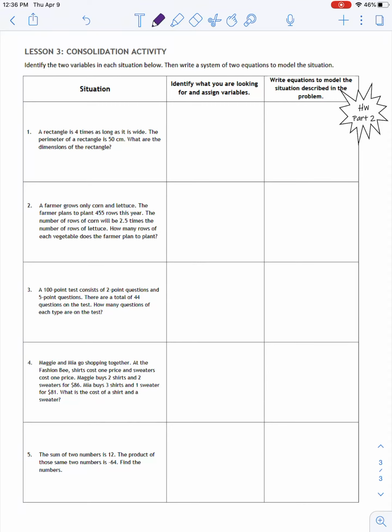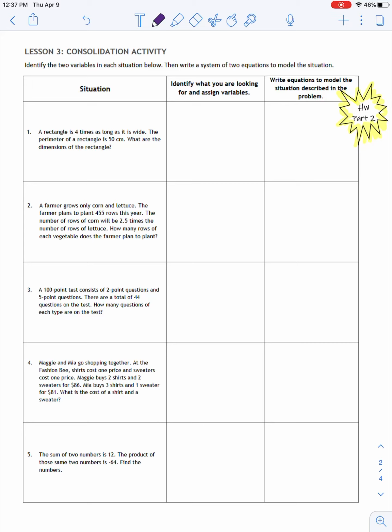Hey guys, I'm working on the 19.3 consolidation activity, and before we get started I just want to point out this little starburst here. If you are working on the 19.3 homework, this is an excellent example for you to look at to work on part 2 of that homework assignment. All right, let's go ahead and get started.